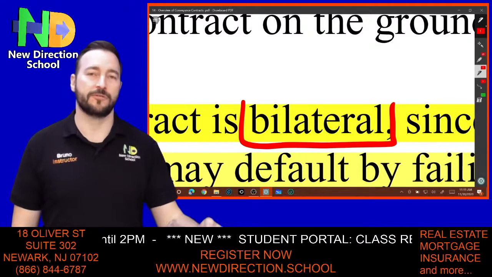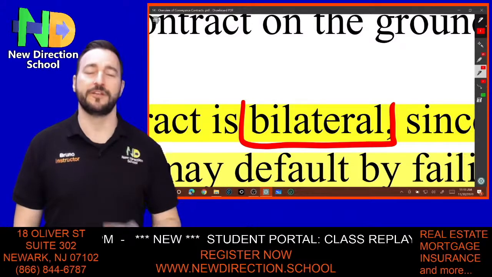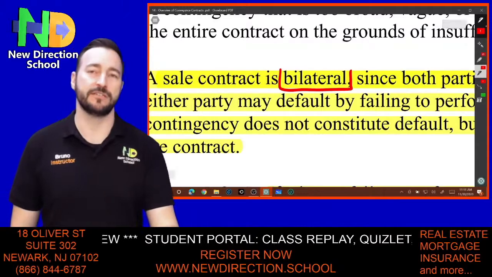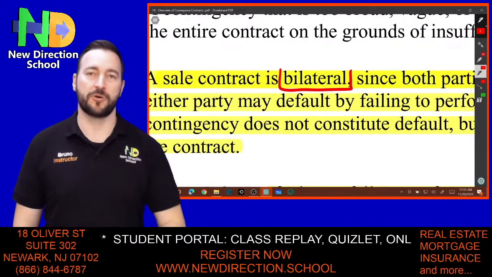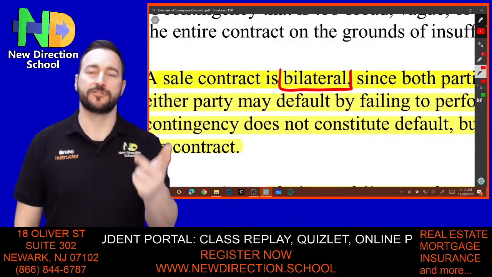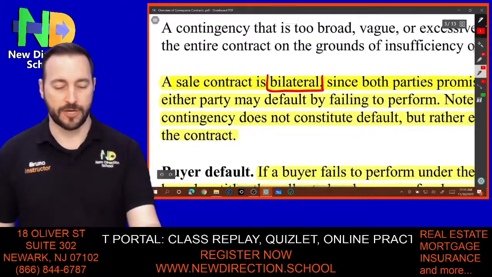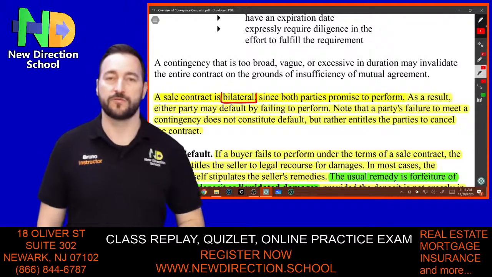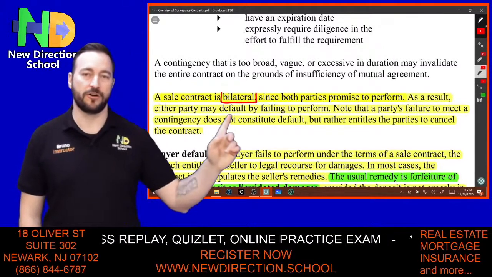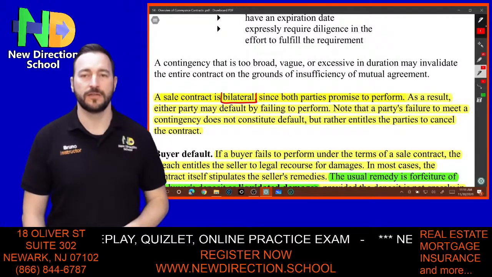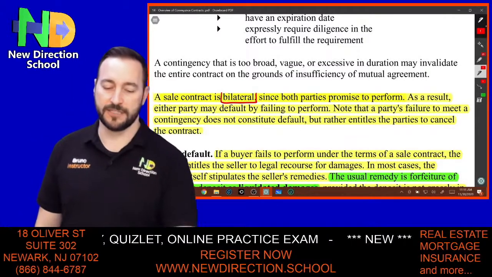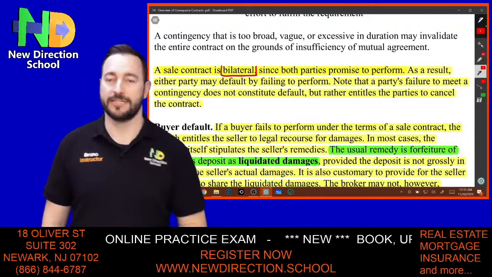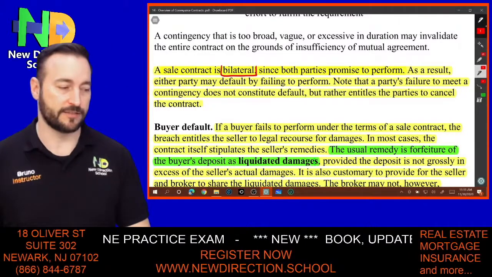That's the unilateral. A bilateral, there's no if, is both of us must do something. The only if is contingencies that are external to the parties, like the mortgage, the inspection, and so on. But a bilateral contract is both parties promise to perform. As a result, either party may default by failing to perform. And note that a party's failure to meet the contingency does not constitute default, but rather entitles the party to cancel the contract.